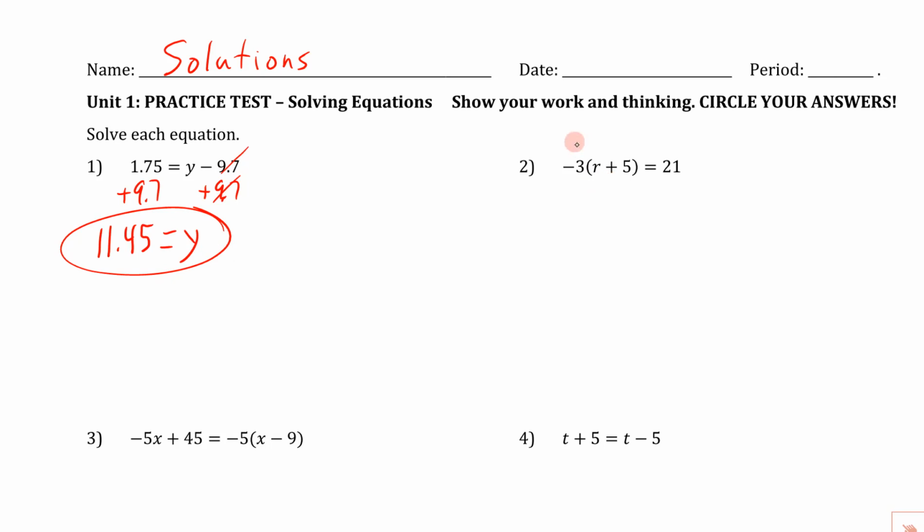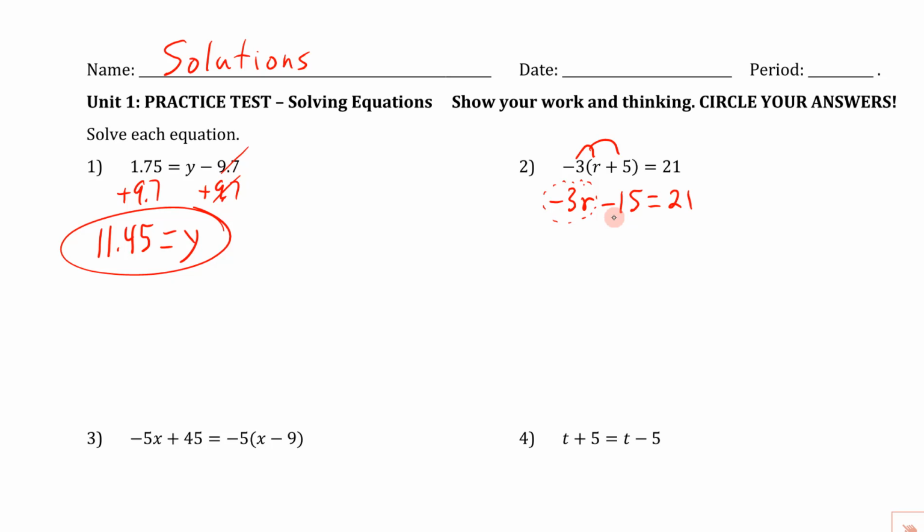Notice we've got some distributing here, so we're going to go ahead and distribute through. I'm going to draw those little arcing lines there. So we get negative 3r. Negative 3 times 5 is going to be negative 15. Then we have that 21 over there. We've now got a two-step equation. Here's the variable term. This is what we want to isolate.